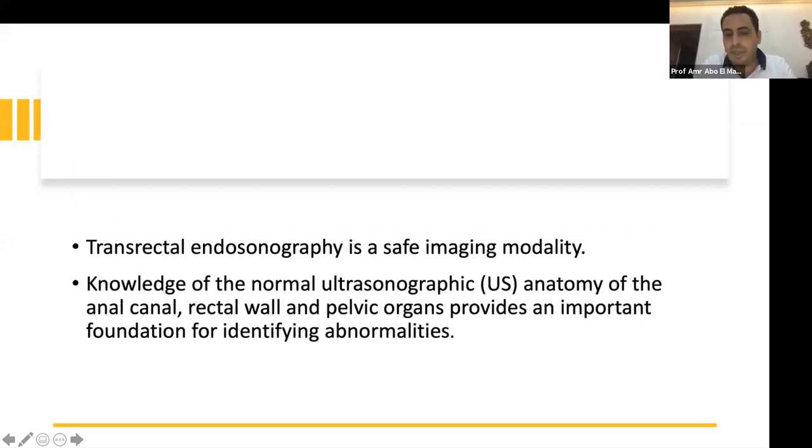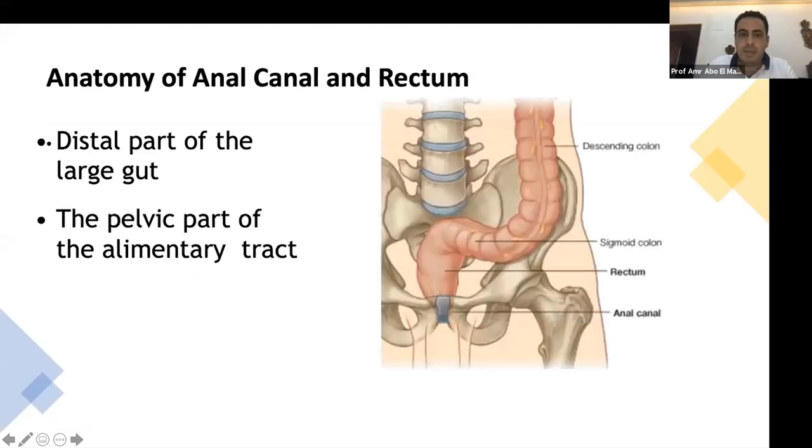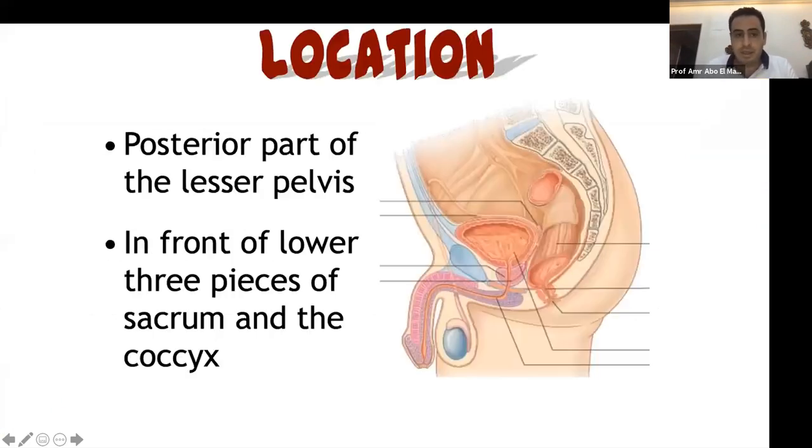But before that, it's crucial to understand and know rectal and pelvic anatomy. So we are going to spend 7 to 10 minutes on the anatomy of the anal canal and rectum. The rectum is the distal part of the large gut, and it's the pelvic part of the alimentary tract. It's located in the posterior part of the lesser pelvis, in front of the lower 3 pieces of the sacrum and coccyx.